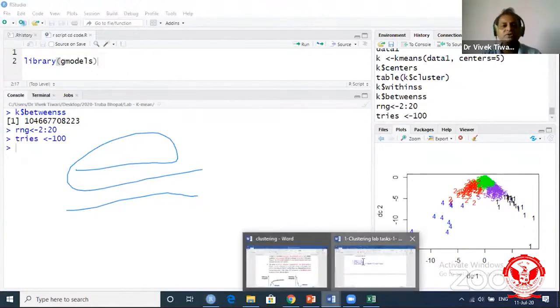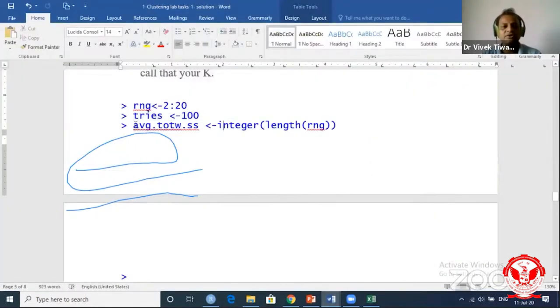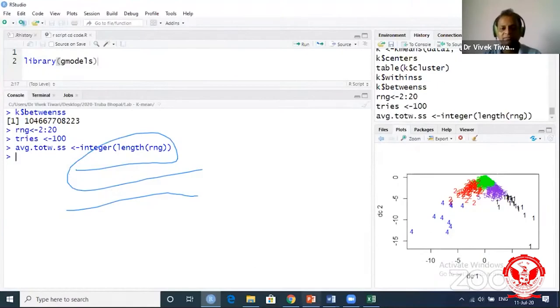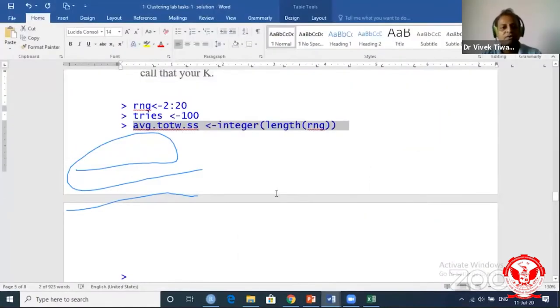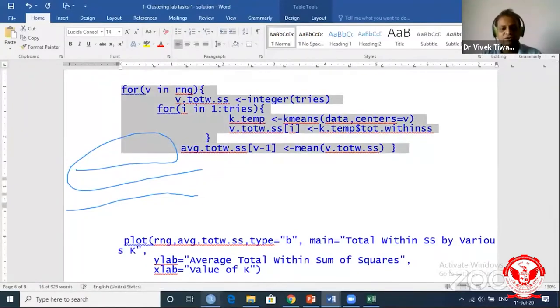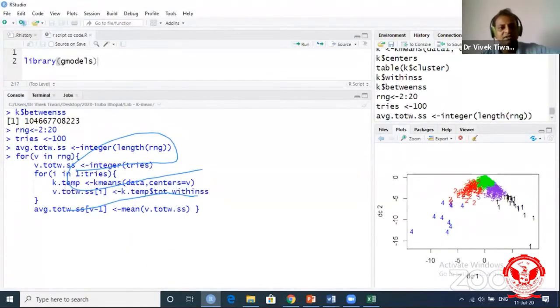I'm going to summarize the more general performance of my algorithm. That's why I have to run the algorithm 100 times. So that is the code. It will do everything I have explained. Look, the variable V will execute from 2 to 20, and against each value of V, it will execute the algorithm 100 times.